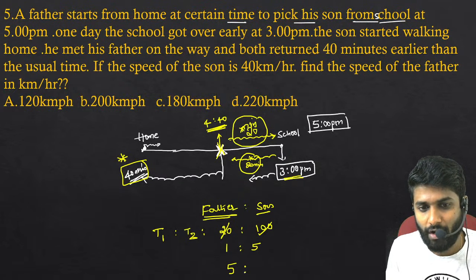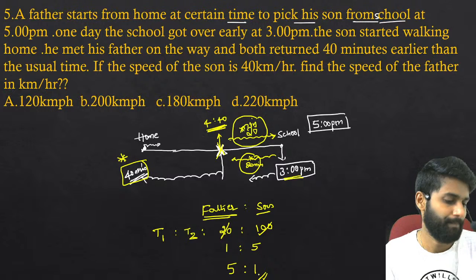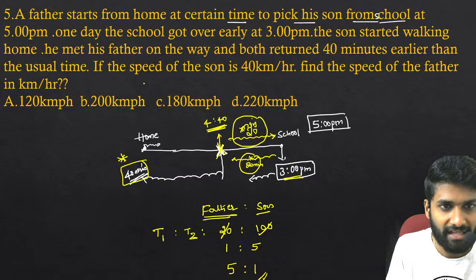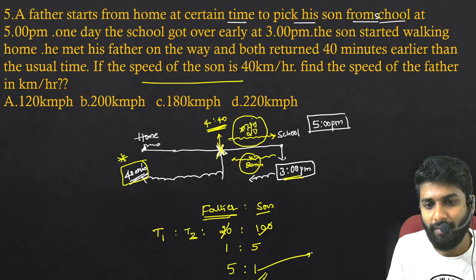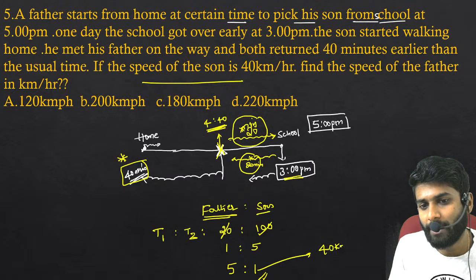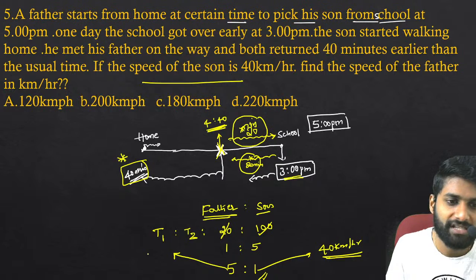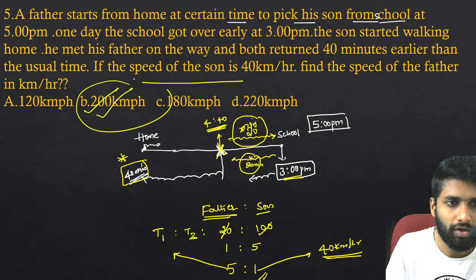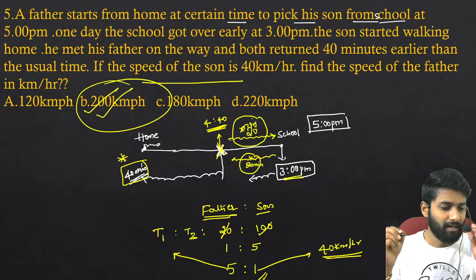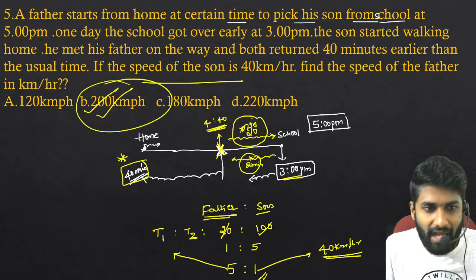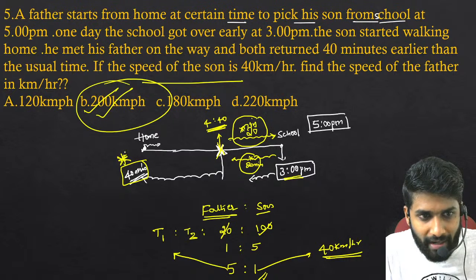Speed ratio is equal to 5 is to 1. Now, you should compare with the original. The speed of the son is 40. So 1 unit is equal to 40 kilometers per hour. The father is 5 units, so 5 into 40 is exactly 200 kilometers per hour. That is the story, and this is the most important key point in the question.